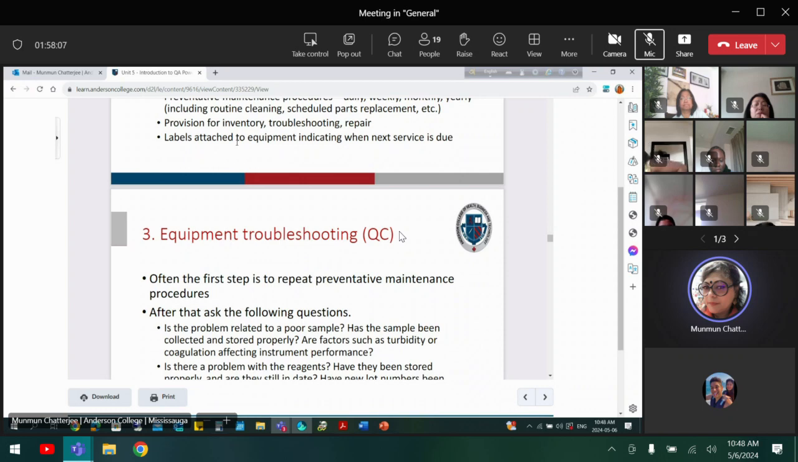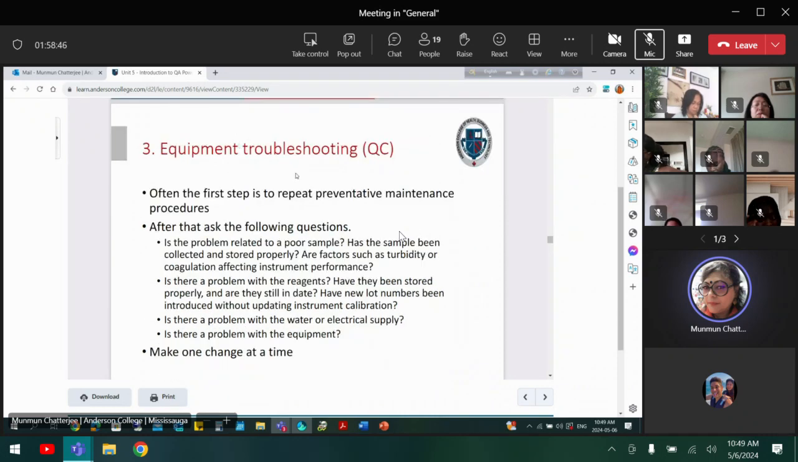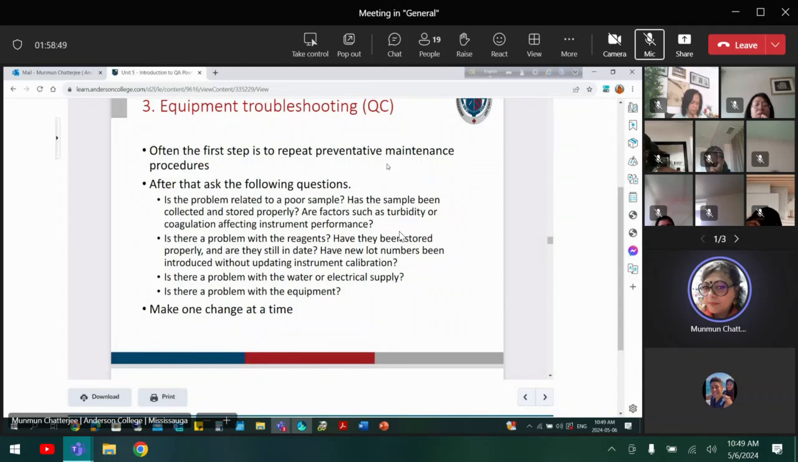So you have to inform them probably 1 month before, because maybe the instrument needs maintenance the next day. You cannot tell them 1 day before, oh, tomorrow is my due date, could you please come tomorrow? They are busy doing their business. So you have to inform them maybe 1 week or 15 days before: our next maintenance is due this day. Then you can set up the time maybe 2 days before or after. So that is the service date. Equipment troubleshooting. Often the first step is to repeat preventive maintenance procedures.